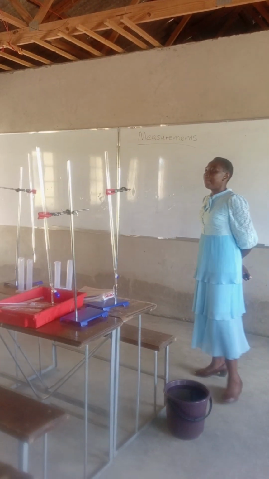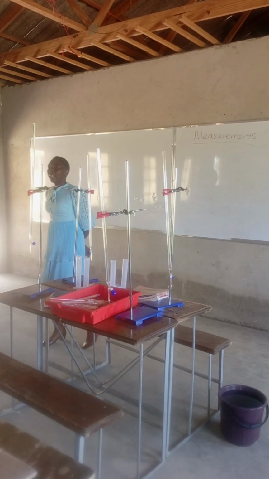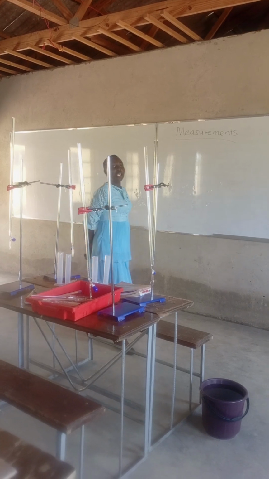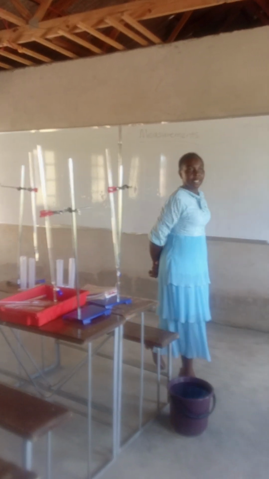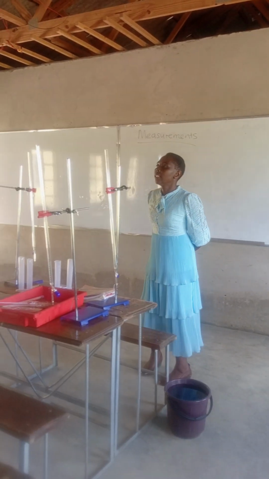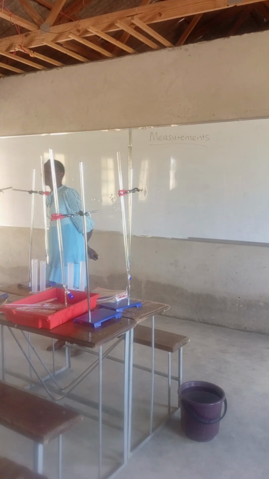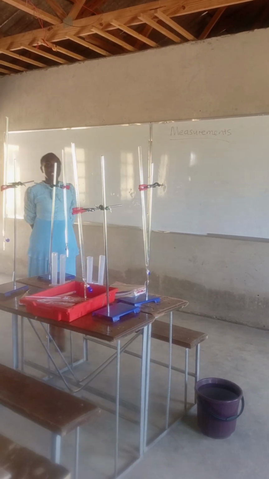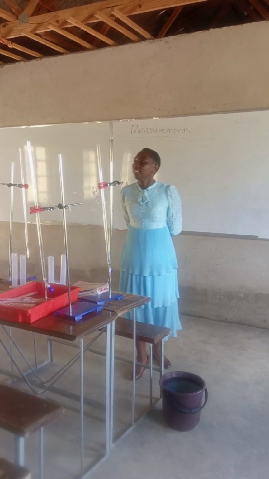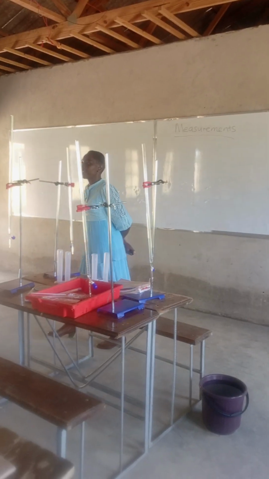Mass. We measure mass at home. What instrument do we use to measure mass? A scale. A scale, that's correct. And what are the units for measuring mass? Kilograms. What else? Grams, that's correct. What else? Yes. Milligrams. Let's clap hands for ourselves.